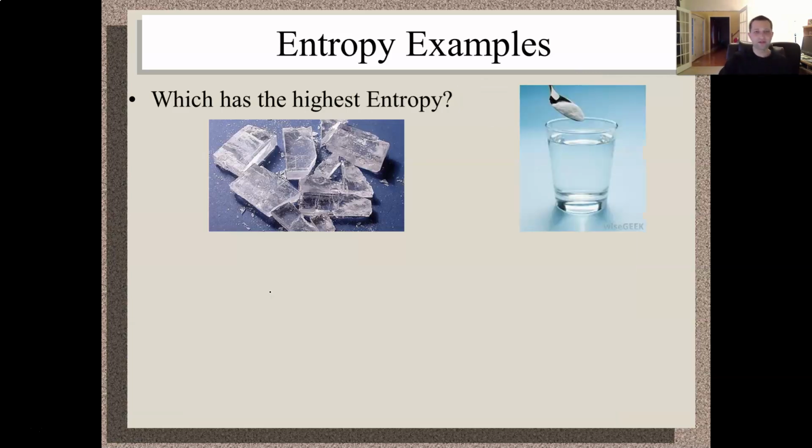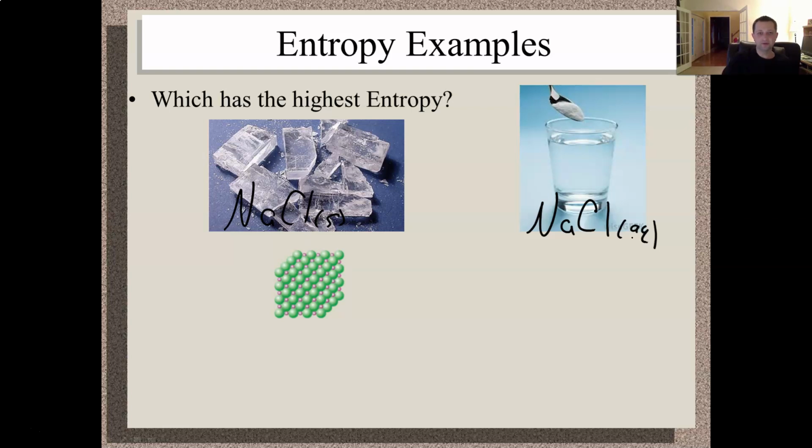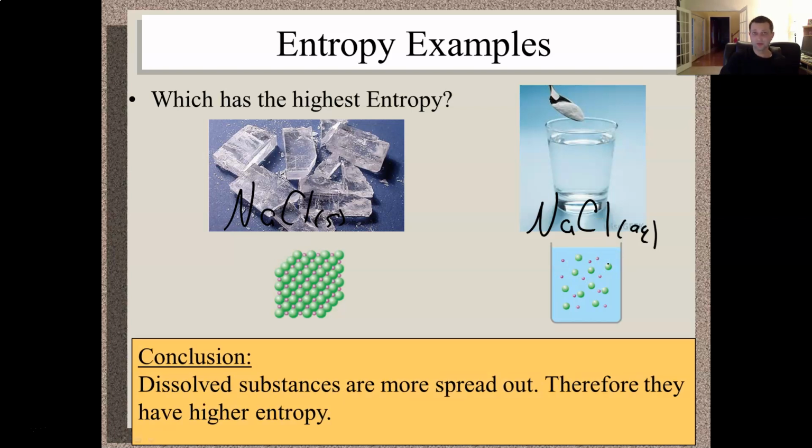Okay, let's take a look at a couple other examples. We have a solid table salt sample on the left, says NaCl solid over here. And here we have an aqueous solution of salt, NaCl aqueous. So which one has the highest entropy? That's your particle diagram of your table salt. It's our lattice structure, right? And here it is when it's dissolved. So if you just look at that visually, it's very easy to see which one has the greatest amount of disorder. The one on the right, the aqueous solution of table salt, is definitely more disorderly and has a greater entropy value. So dissolved substances are more spread out, the particles are, so therefore they have a higher entropy value.